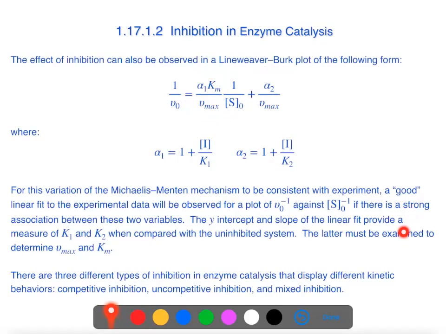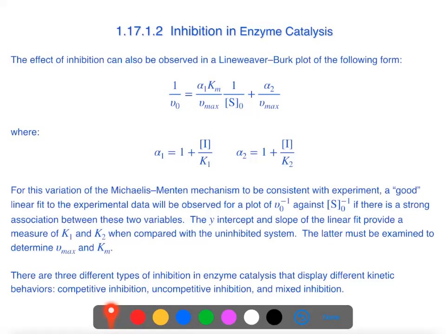So that's summarized in this paragraph here, that for this variation of the Michaelis-Menten mechanism to be consistent with experiment, a good linear fit to the experimental data will be observed for a plot of the inverse of the initial rate against the inverse of the initial concentration of substrate if there is a strong association between these two variables. And as I just mentioned, the y-intercept and slope of the linear fit provide a measure of K1 and K2 when compared with the uninhibited system. The latter must be examined to determine Vmax and Km.